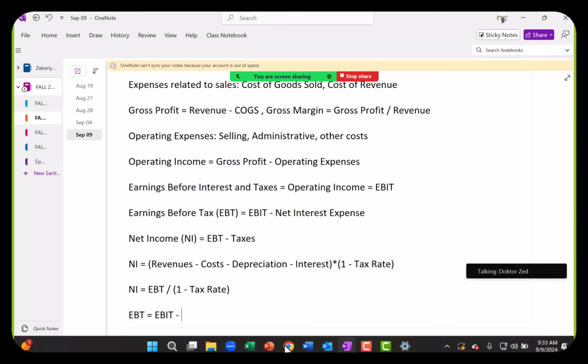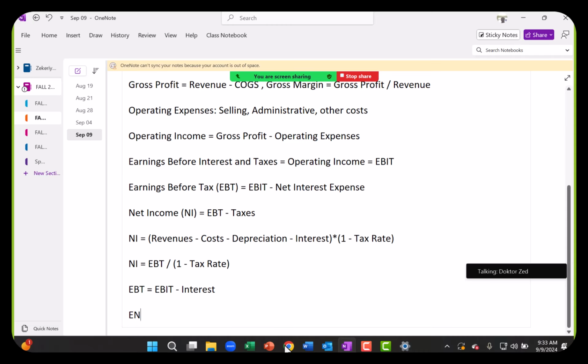EBIT minus interest, or EBIT is equal to basically sales minus costs minus depreciation. All of those income concepts talk to different people.